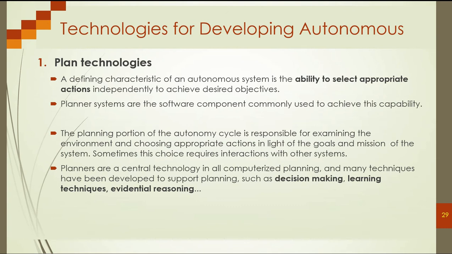So planning is the ability to select the appropriate action. Based on the current situation, we have to find the appropriate action. So what methods or technologies do we need to do that? In planning, we have to use something like machine learning, decision making, and also fuzzy logic. These technologies are used to plan the next step.